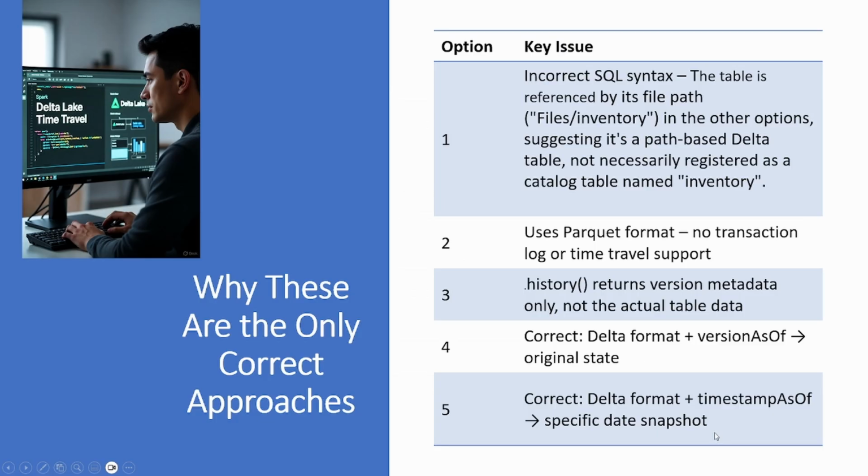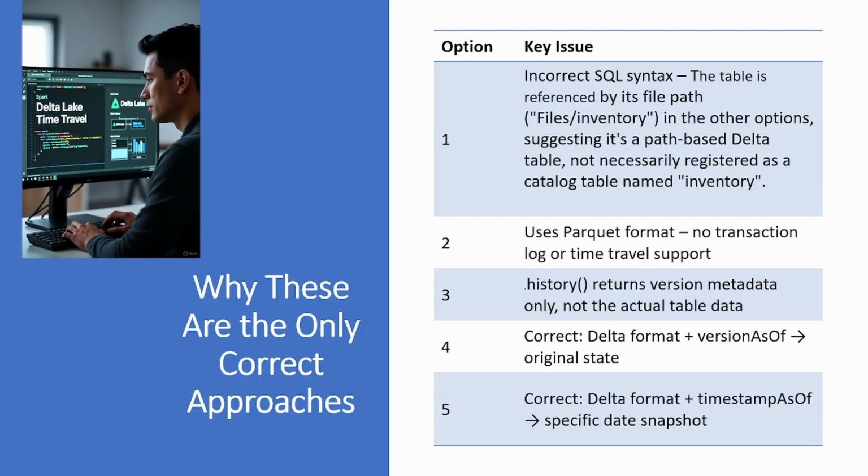Now, you might be wondering why the others don't work. Let's quickly go through them so it all clicks. Option 1 looks tempting because it's SQL and mentions timestamp as of, but the syntax is off. In actual Delta Lake Spark SQL, you write from inventory timestamp as of 2023-01-15. The clause comes after the table name, not jammed in the middle like that, so it'll just throw an error.